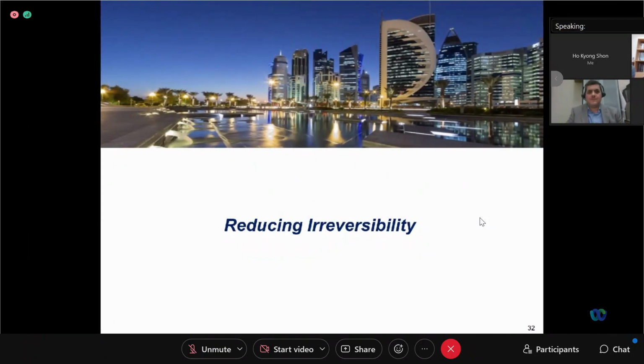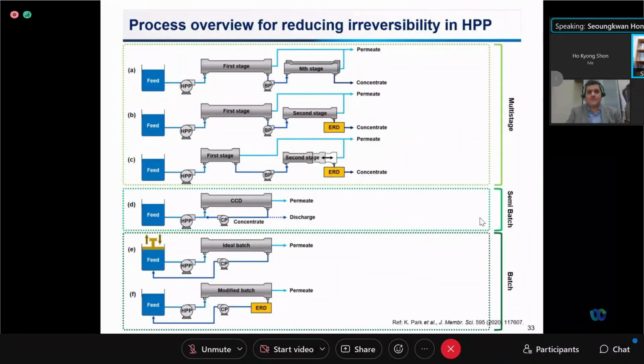First, I'd like to talk about the first option to reduce SEC, that is reducing thermodynamic irreversibility associated with the RO process. The methods to reduce irreversibility of the high-pressure pump used for the RO process can be categorized into number one, multi-staging, number two, semi-batch, and batch configurations, as shown in this diagram.